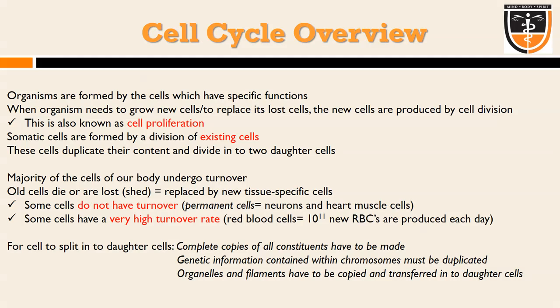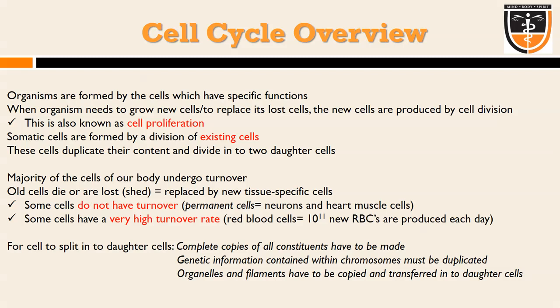So some of this stuff about cell cycle you already learned before in your undergrad. So we'll be going rather fast through them. But then we're going to discuss cell cycle control, which might be new information for you. So you know that organisms are formed by cells who all have specific functions. And we know that whenever an organism needs to grow new cells or replace old cells, it needs to stimulate its cells to divide. Okay? And this process is known as cell proliferation.